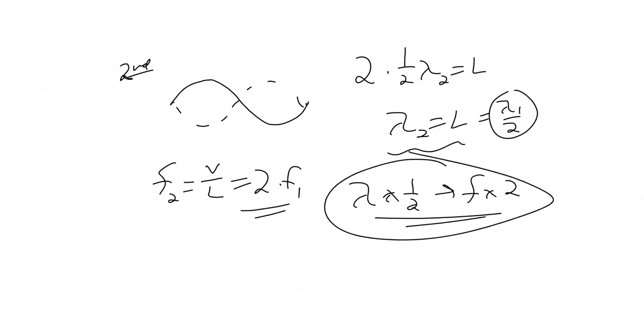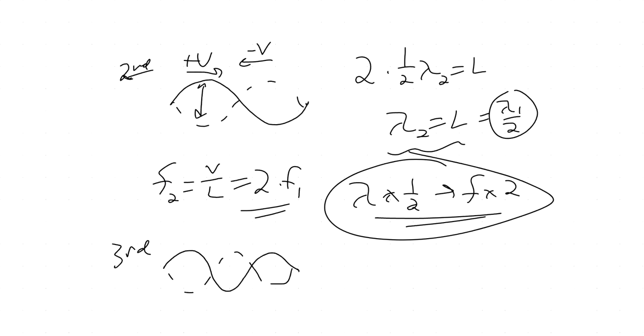Boom. Don't overthink it, right? The velocity is the same velocity, same medium. We're still interfering with itself. It's reflecting and interfering with itself. That's it. The third, you just got to draw it like this. Boom, boom, boom. It vibrates up and down. This is vibrating up and down at 2 F2. This is vibrating up and down at F3.